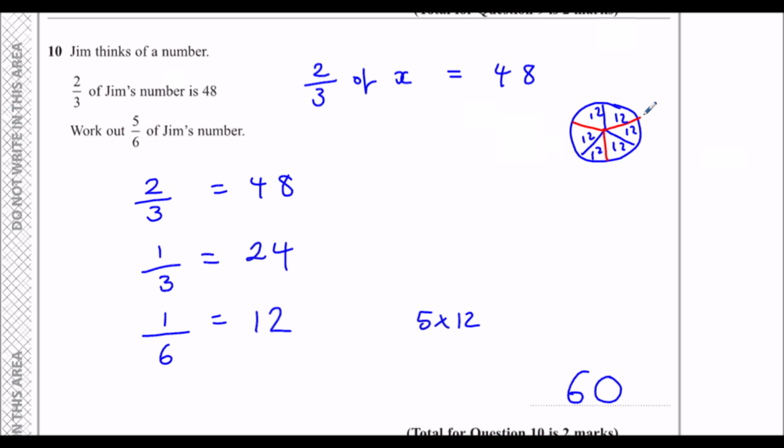So you can see here from this diagram I've drawn 2/3. So 2 of the red parts make 48: 12, 12, 12, and 12. A sixth is 12, so 5/6 is 5 of the 12s. So we've got 60.